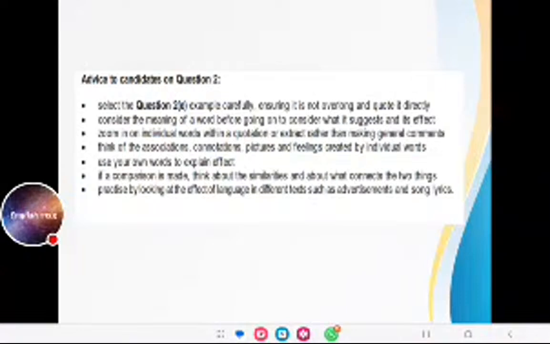Now just a few take home ideas here about question 2e. Select the example carefully, ensuring it is not overlong, and quote it directly. Again, I am telling you, you are going to copy the example from the text. Do not write the example in your own words. You won't get marks for that. Copy the example from the text.